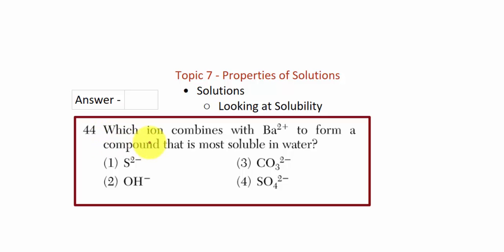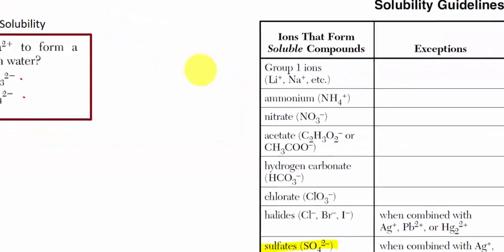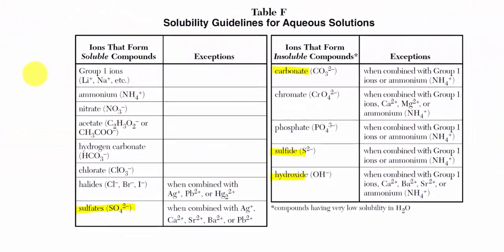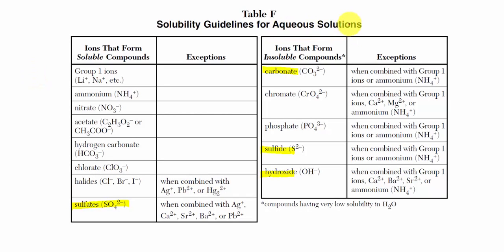Question 44. Which ion combines with the barium 2 plus ion to form a compound that is most soluble in water? And we're given our choices of the sulfide, the hydroxide, the carbonate, and the sulfate ions. So this is a question that's going to center around Table F, the solubility guidelines for aqueous solutions. I've highlighted the 4 possibilities here: carbonate, sulfide, hydroxide, and sulfate.